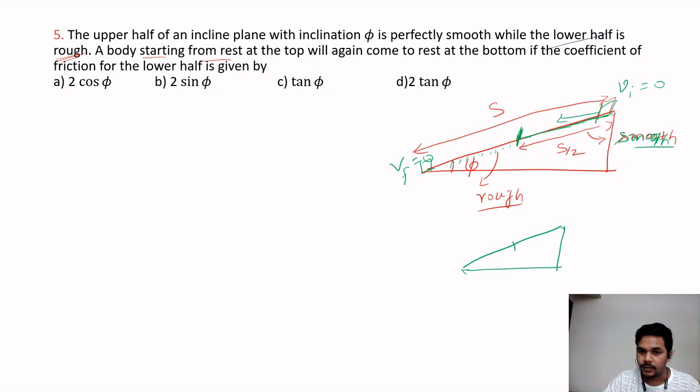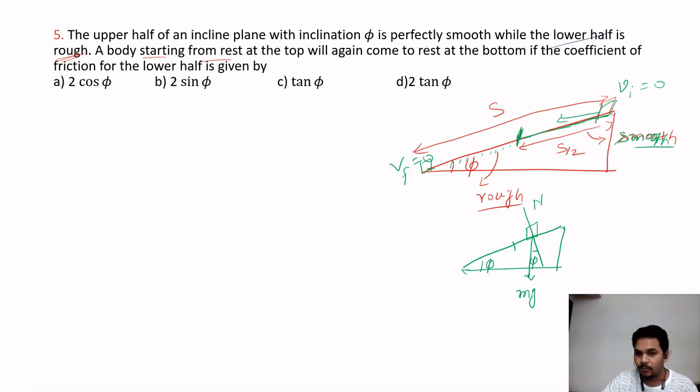Here, in general, if I place any body along the inclined plane, this inclination is given as phi. Perpendicular to the inclined plane, vertically down, mg will act. This angle is given as phi. So this angle will also become phi. In Newton's laws you would have studied that this will become the normal force.